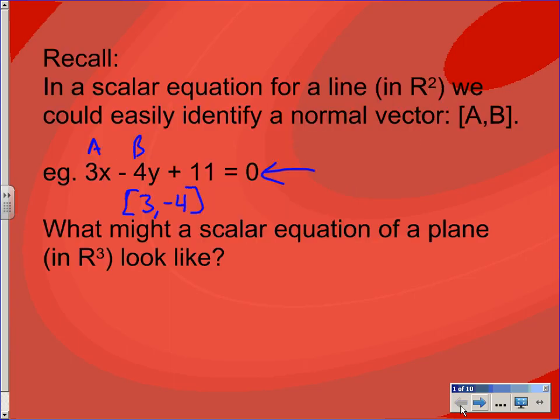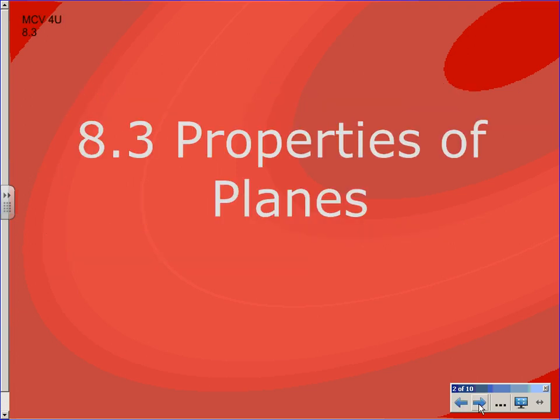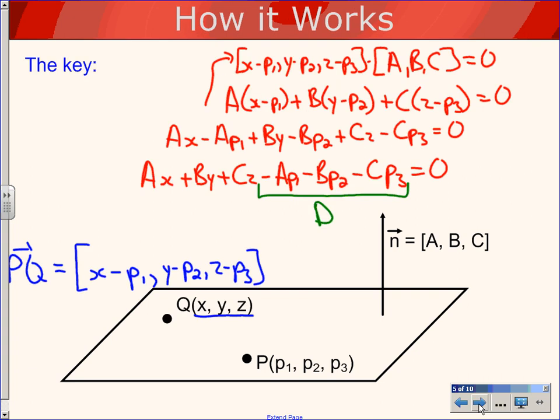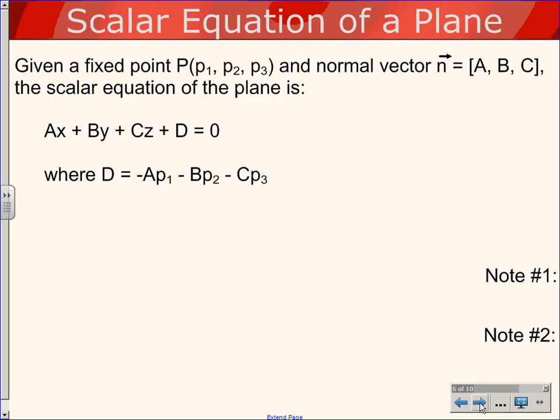There we go. That was our scalar form, right? The 3 and the minus 4 were perpendicular to the line. Well, now that I have this plane, it starts ax plus by plus cz, and a, b, and c were the normal vector again, right? So a, b, and c is perpendicular to the plane. So it's set up in almost exactly the same way it was before.